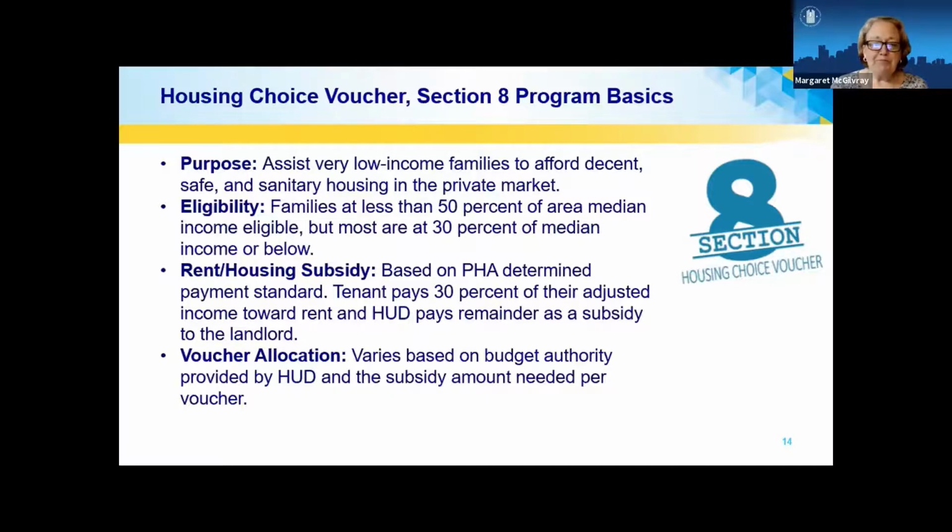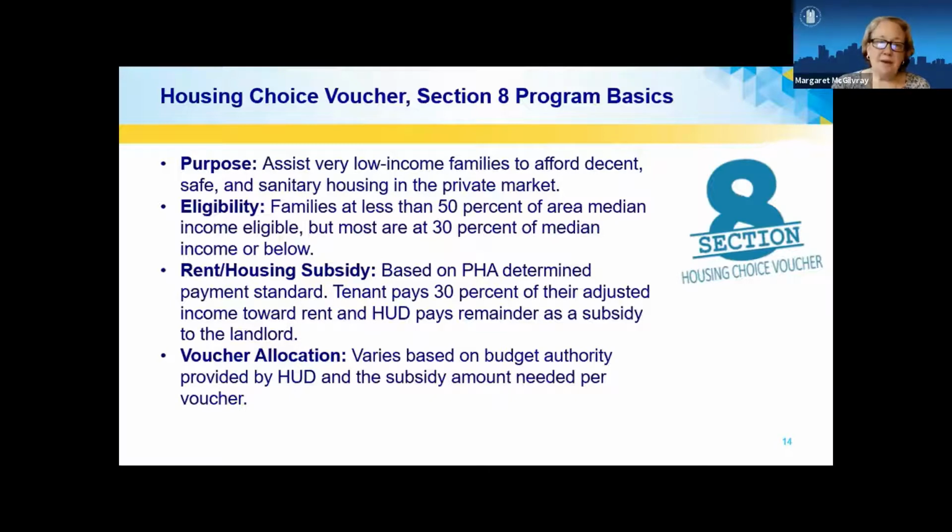In general, the participant's income should not exceed 50% of the median income, but actually the law requires PHAs to provide 75% of their vouchers to applicants whose incomes do not exceed 30% of the area median income. So this program is definitely focused on very low income families. And then, of course, once a family is determined to be eligible for the program, they're put on the waiting list, and then they wait until their name comes up to the top of the list.